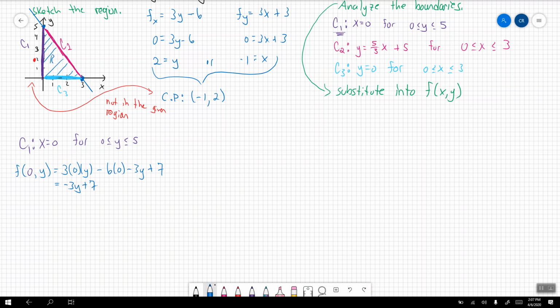Now, would you agree that this function here, that negative 3y plus 7, is just a one variable function? Sure is. That one variable function can only change from 0 to 5. So, using these restrictions from 0 to 5, what is the maximum and the minimum that this negative 3y plus 7 can get? Well, that question is actually nice. Because this is linear, it will either happen when y is 0, or it's going to happen when y is 5.